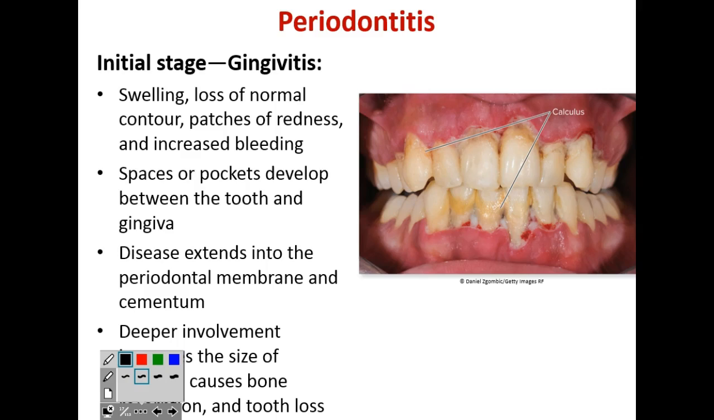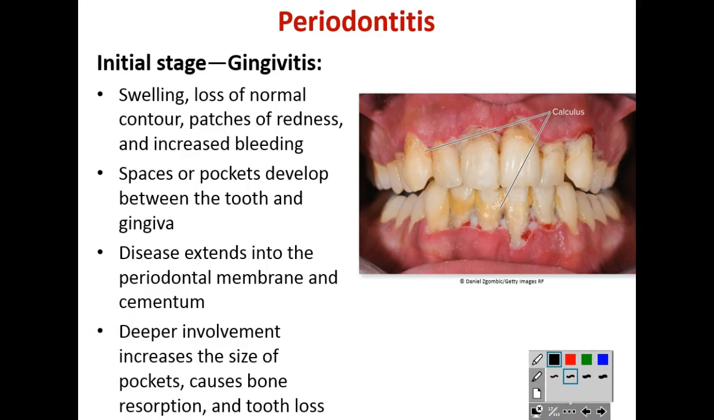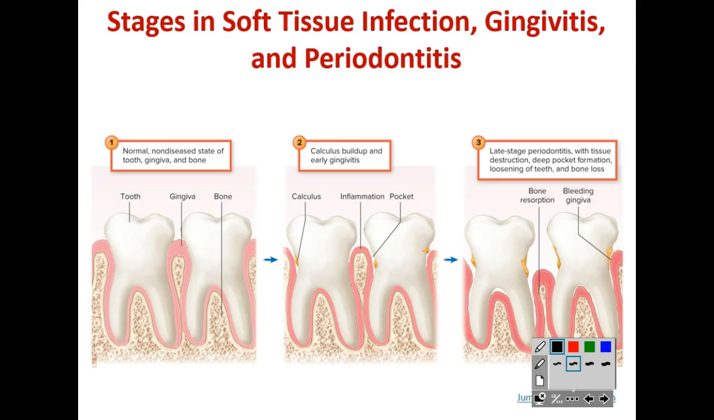Swelling, loss of normal contour, patches of redness, and increased bleeding. Spaces or pockets develop between the tooth and the gingiva. The disease extends into the periodontal membrane and cementum. Deeper involvement increases the size of the pockets, causes bone resorption and tooth loss. The stages in tissue infection: gingivitis and periodontitis. So now what was the second part of that? Discuss the sequence of events leading to the development of periodontitis.